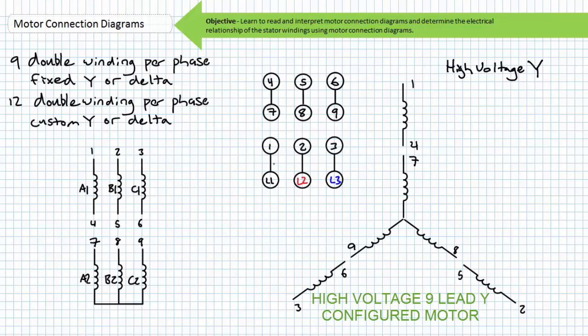Consider a 9-lead Y-configured motor necessitating a high voltage configuration. In a high voltage configuration, we need to create a series configuration of windings. In this case, terminals 4 and 7, 5 and 8, and 6 and 9 are tied together to form a large Y, with each branch being the series combination of two windings. For this reason, high voltage series Y configurations are sometimes referred to as big Y configurations.